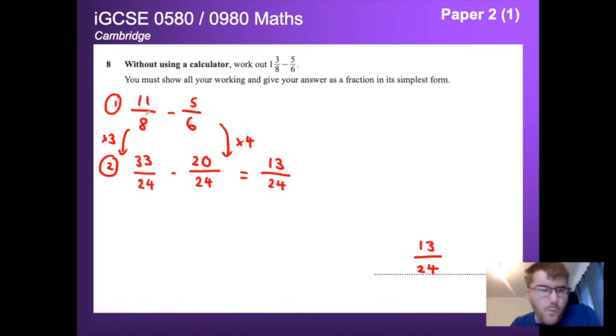Just to recap, we change this to an improper fraction, 1 3/8 to 11/8. We find the lowest common multiple or lowest common denominator, which is 24, and then we change the numerators accordingly and then get our answer.